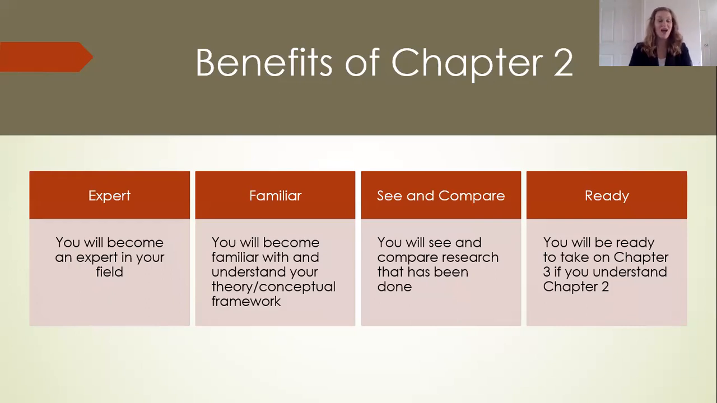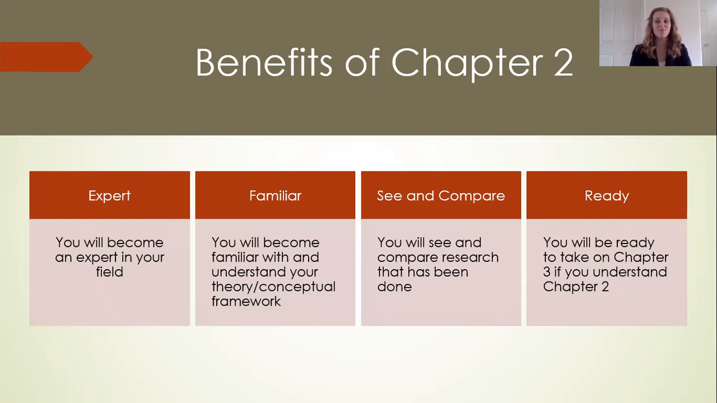Okay, become familiar with and understand your theory and conceptual framework. I've said this over and over and over again. You have to understand your theory or your theories, what they are and how they work and how you're going to use them in your study.